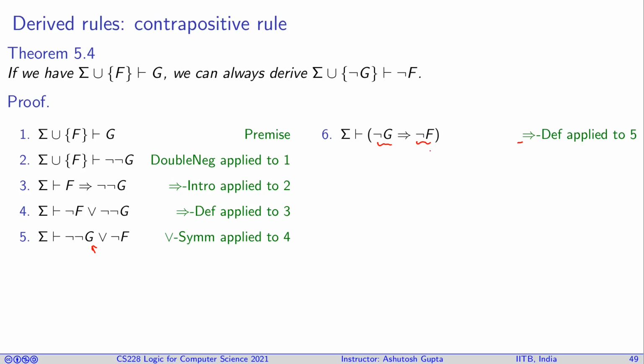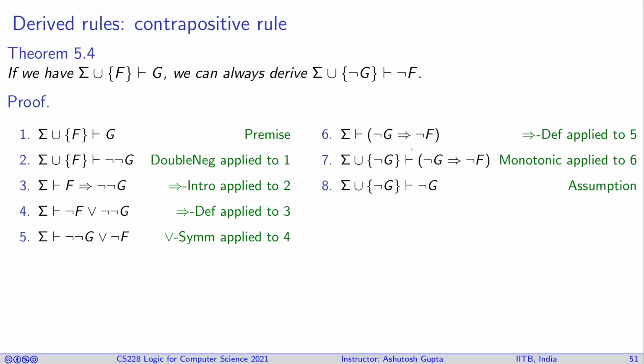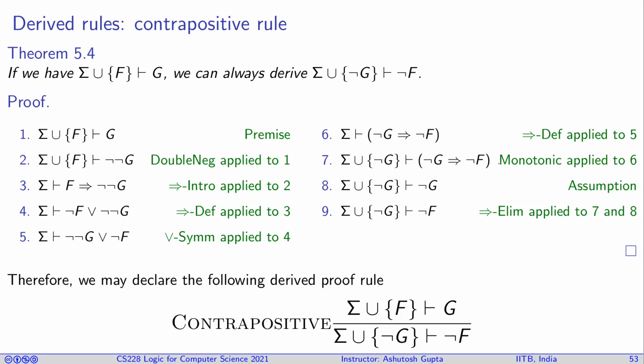Now what do we do next? We can introduce not g in the left hand side, which we can always do, we can always introduce anything on the left hand side. This is monotonicity. So what we can do, we can derive not g outside. Okay, since we have not g here, then I can derive not f. Okay, so we got this. If we have not g on the left hand side, we can always derive not f, and we are done. So therefore we have the contrapositive rule available to us.